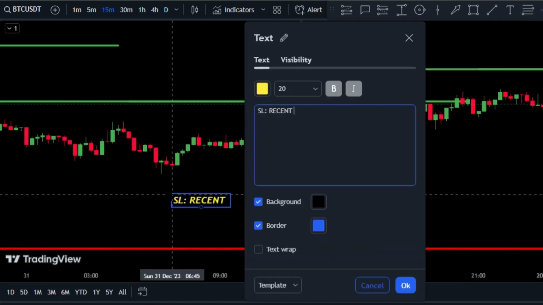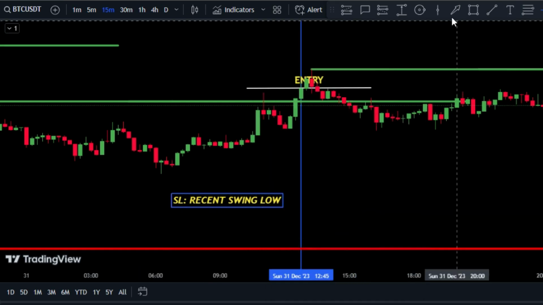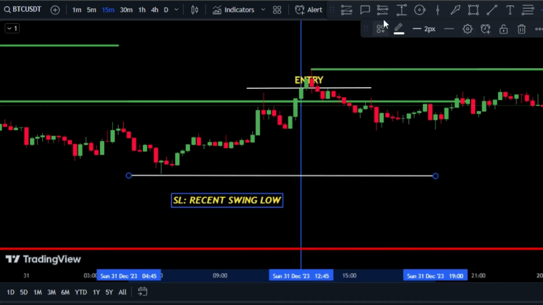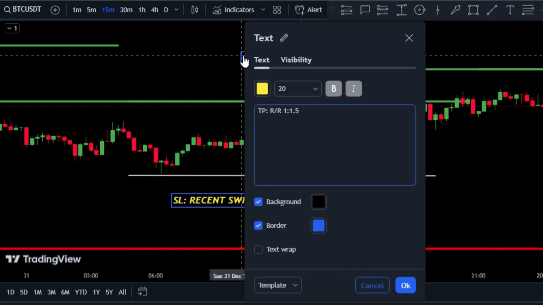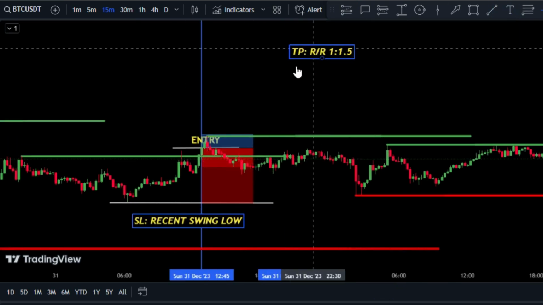And don't forget, it's essential to set a stop loss, which can be based on the recent swing. As for your target, strive for a risk-reward ratio of 1 to 1.5.